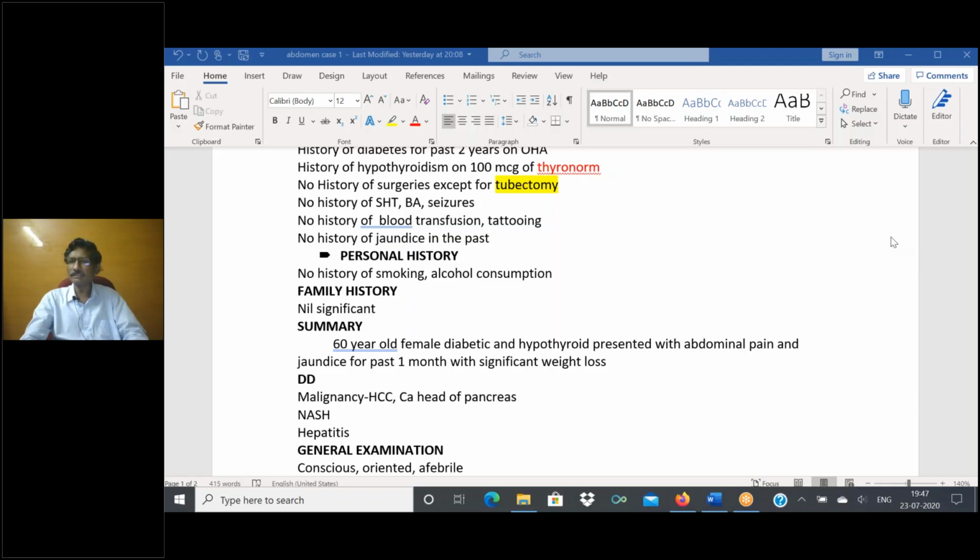Mohammed Anas has put weight loss. Weight loss can happen in acute, acute to subacute, you can have weight loss. It's quite well known.